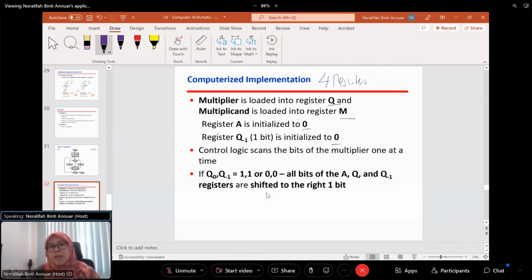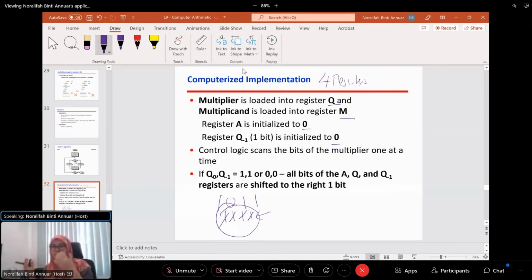And what needs to be done? It says the control logic scans, arithmetic logic operation. The control logic will scan the bits of the multiplier 1 at a time. Like I said earlier, when you have 1010, 111, this is the multiplier. So it will scan 1 bit at a time. After this, you shift to the left, then you're done. Then it gives you these conditions, so you have to observe them.